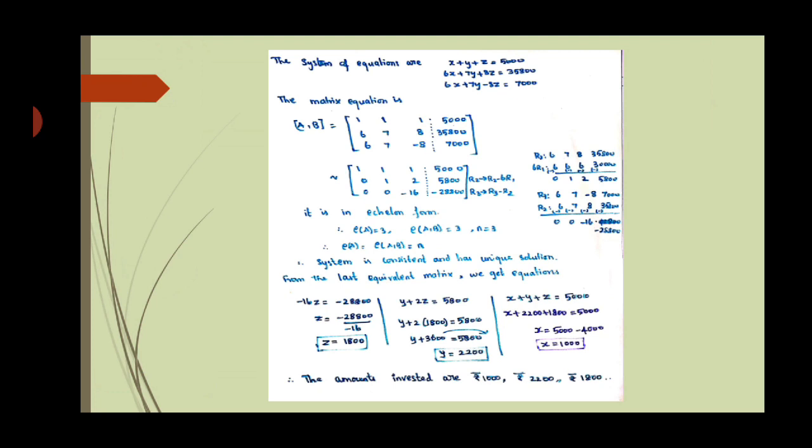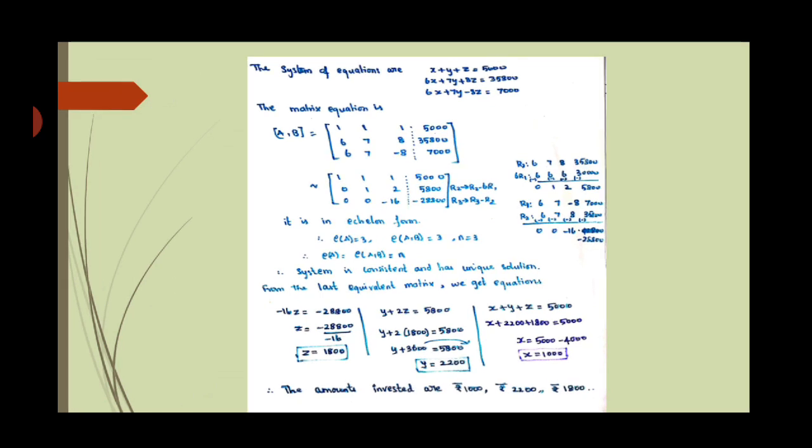And now, directly, I am writing the augmented matrix. Sorry, I have written the matrix equation. It is the augmented matrix: 1 1 1, 6 7 8, 6 7 -8, and the line, then the B matrix I am writing. And now I'm going to make the second row's first place 0. So R2 implies R2 minus 6R1.